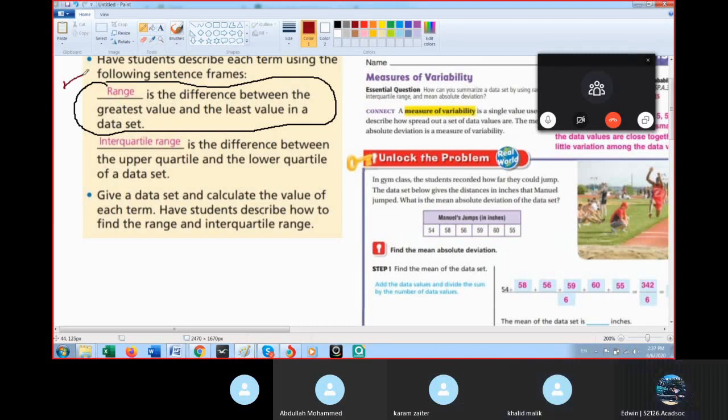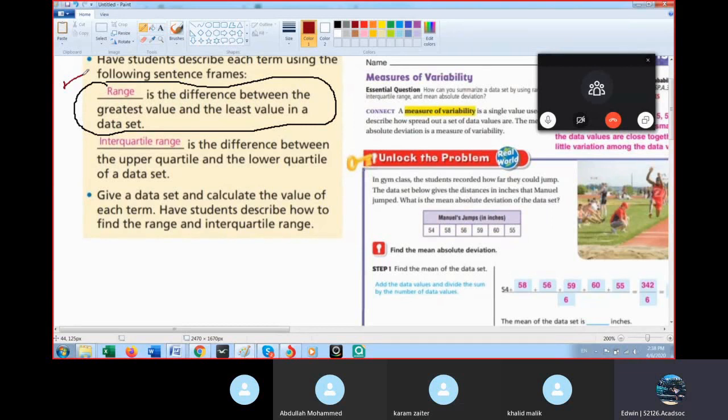Range. What is range? When we talk about range, it is the difference between the greatest value and the least value. All you have to do, as I have discussed to you before, is remember that the greatest value is the maximum number, and the least value is the minimum number. So you have to remember that one. When we talk about range, it is the difference, so you have to subtract the minimum from the maximum. It means greatest value minus the least value.